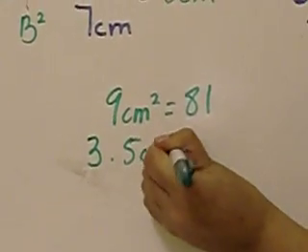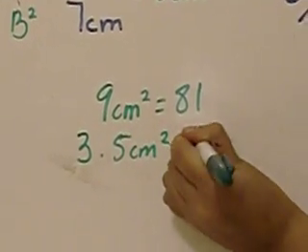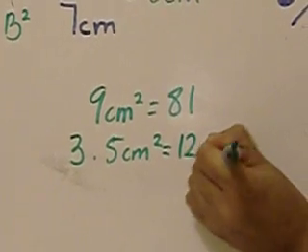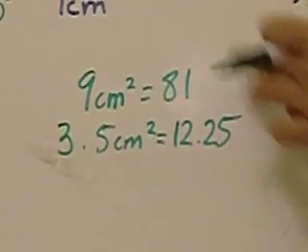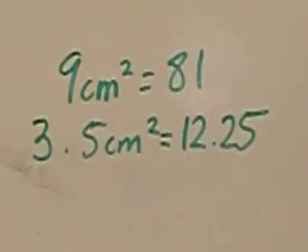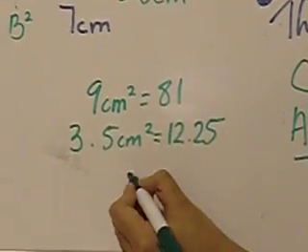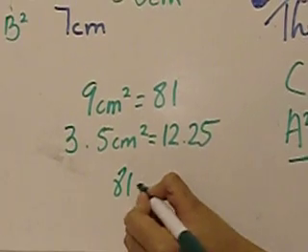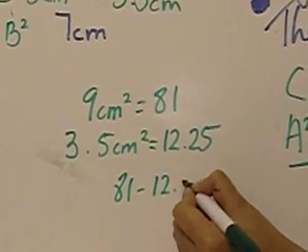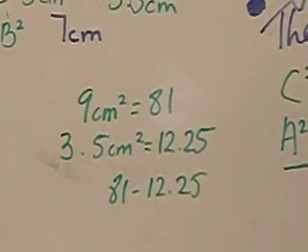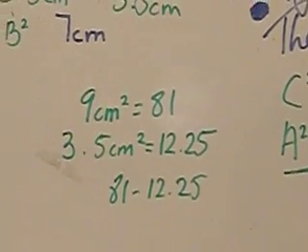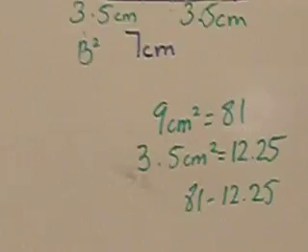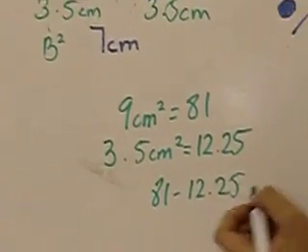So 3.5 centimeters squared equals 12.25. So we found out these two. Now all we have to do is 81 take away 12.25, which is 68.75.